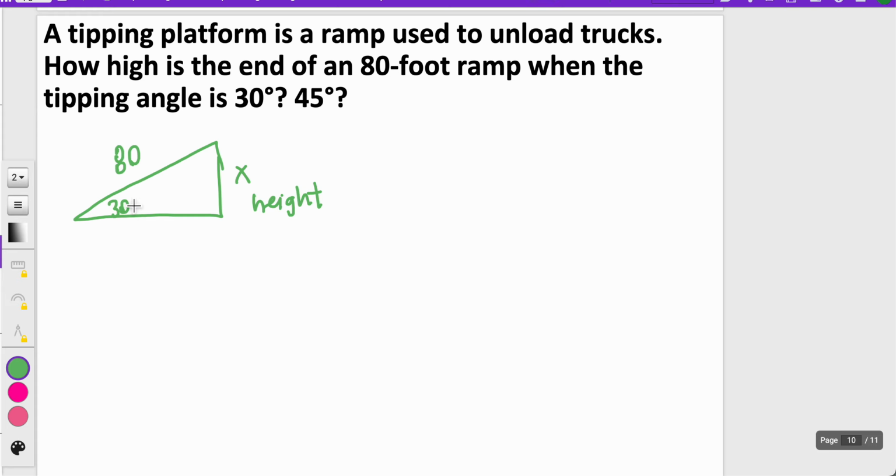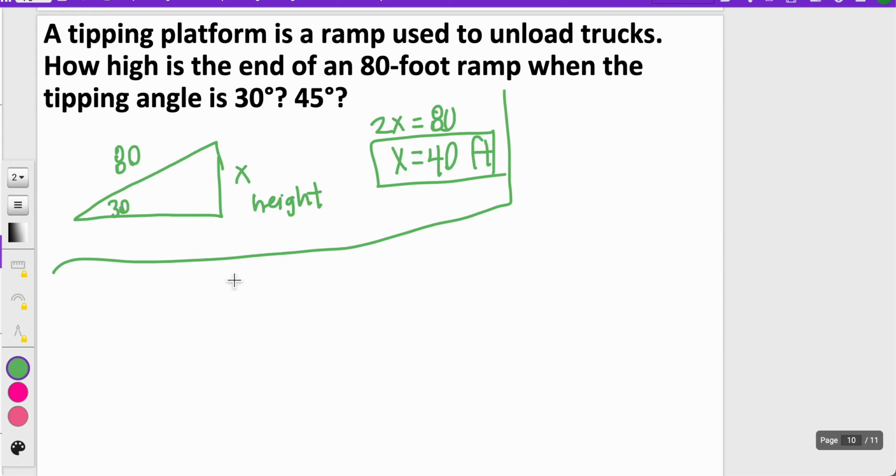So since this one is 30 degrees, we're going to use the 30, 60, 90. We know that our hypotenuse is 2 times the shorter side, so that'd be 2 times x. Okay, so hypotenuse 2 times x is equal to that 80 feet. So in this case, x will be equal to 40 feet.